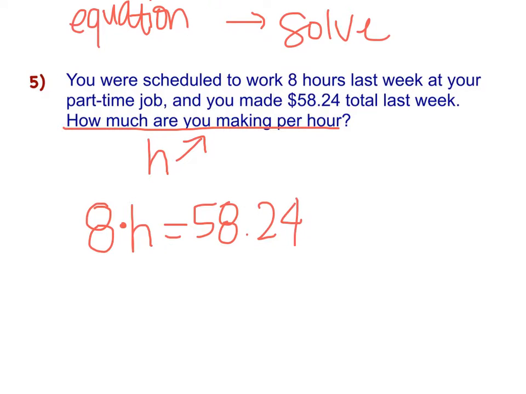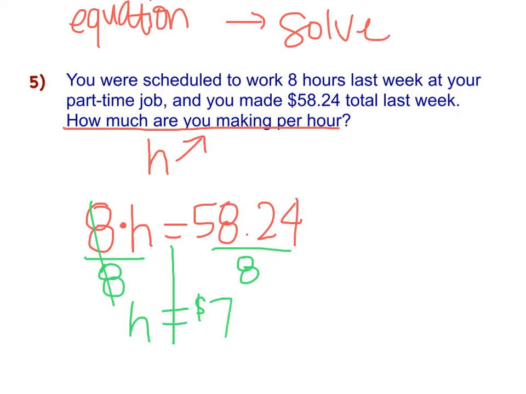Now I can solve my equation. I'm going to divide both sides by 8. Okay? And those of you that might have already started doing the calculations in your head when we were reading the problem, this would be the first step you would do even without an equation. So if we divide $58.24 by 8, we get $7.28. So that's going to be the amount that I make per hour.